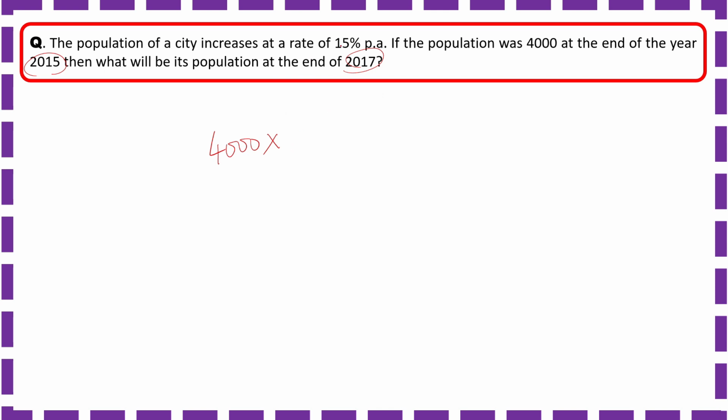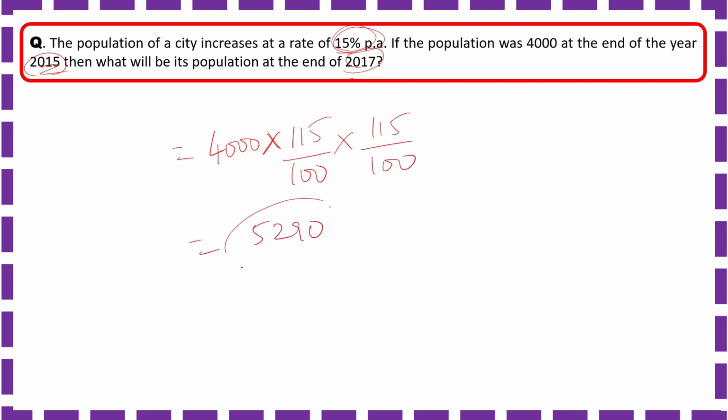What is happening here? The rate is 15% per annum. It's increasing. So it is similar to the interest problems we solve, right? So 4,000 into 15% increase means 100 plus 15, 115 by 100. For how many years? For 2 years, right? From 2015 to 2017. So one more year. Solve this. We'll get 5290. This is the population at the end of 2017, right?